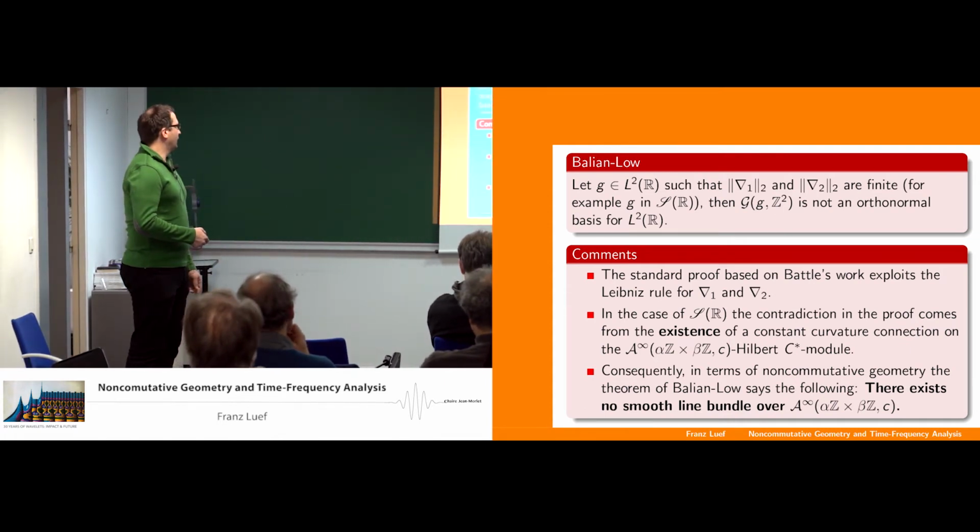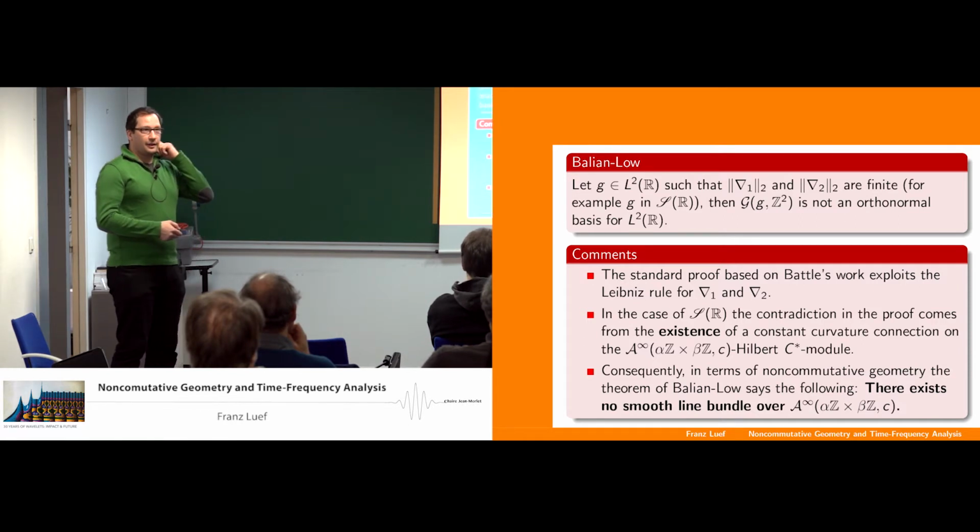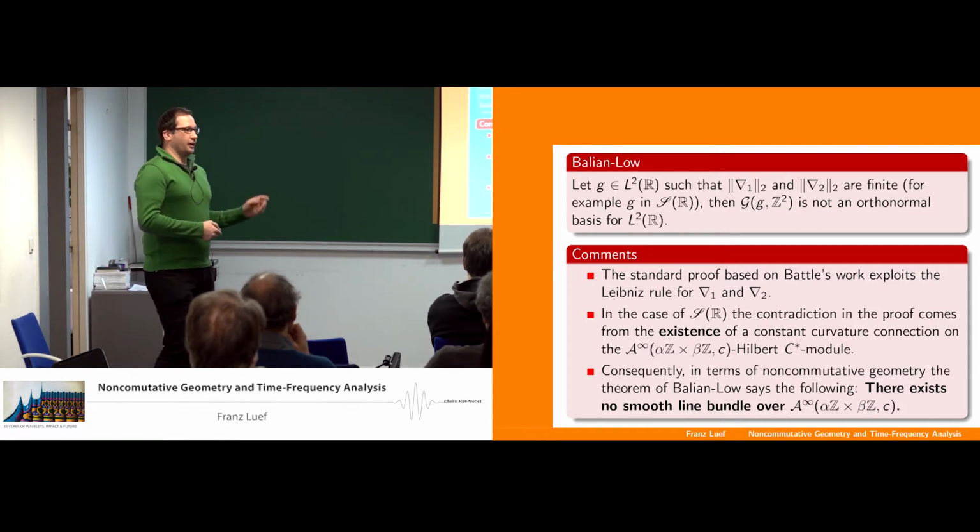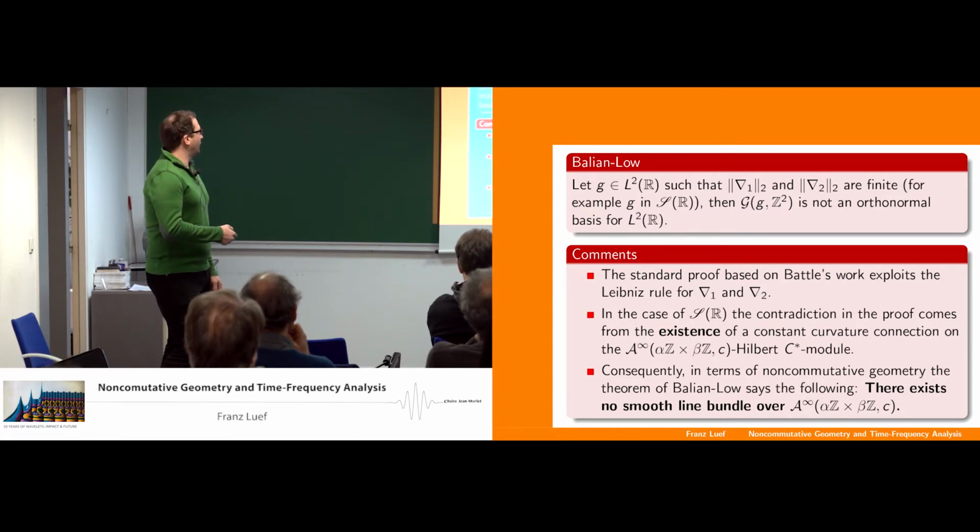But if you look at the proof of the Balian-Low theorem, it's precisely this Leibniz rule for the time-frequency shift that's used. The Balian-Low theorem says that if you have functions in L2 that are nicely localized, which means that the connection nabla 1 g plus nabla 2 g is finite, then you can't have an orthonormal basis. So it's precisely, for example, also for the Schwartz functions.